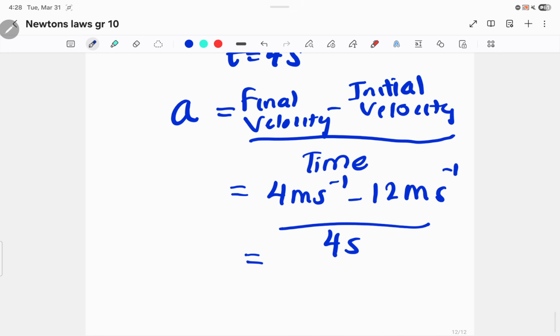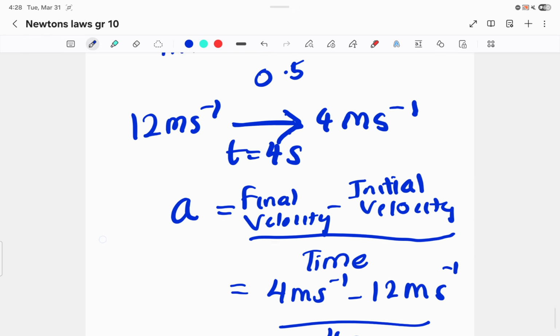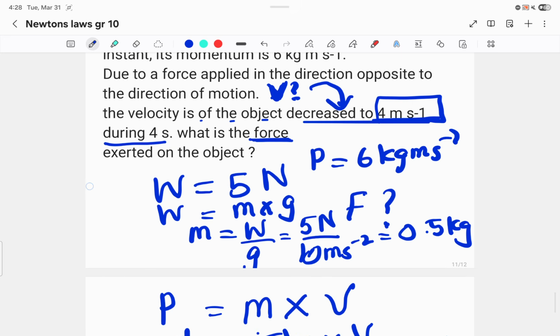Now what is the answer? The upper part becomes minus 8, over 4, it is minus 2. You can see the acceleration is minus, right? Why is it minus? Because the velocity is decreasing here. The velocity decrement is deceleration, but as we find acceleration here, it comes with a negative sign.